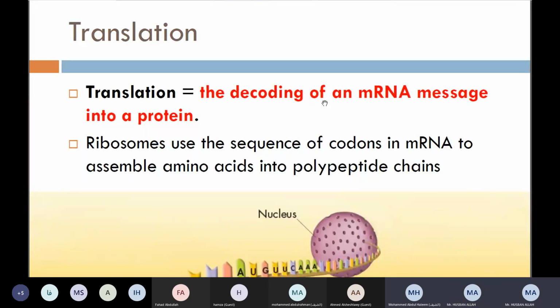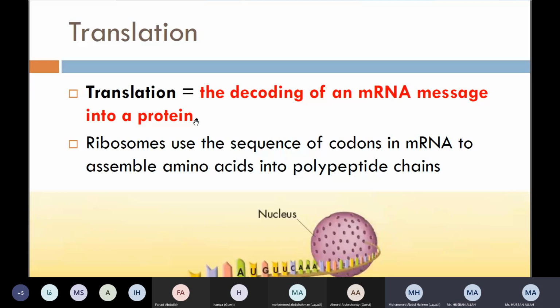Translation: the decoding of an mRNA message into a protein. So now we have DNA. From the DNA, we take a short template in the form of RNA, a short sequence in the form of RNA. This short sequence of RNA, what do we call it? We call it messenger RNA.